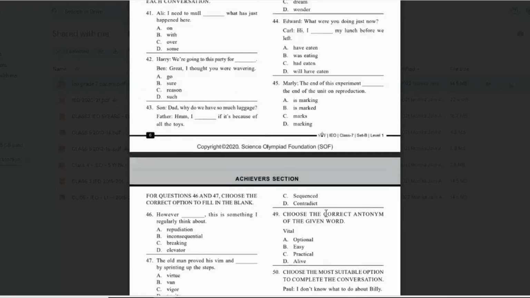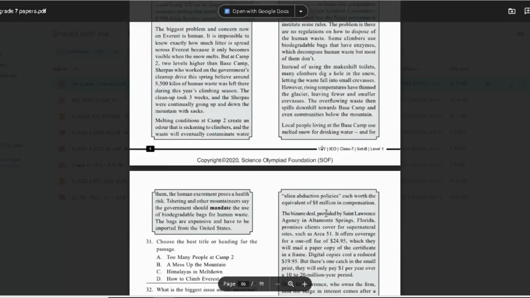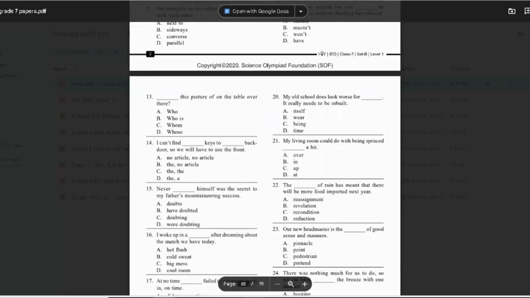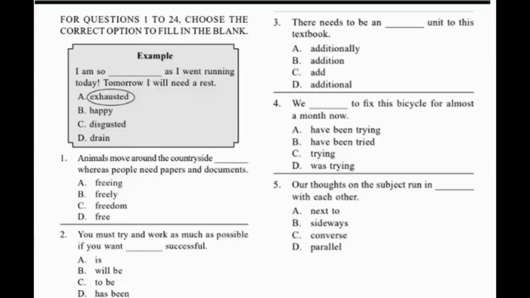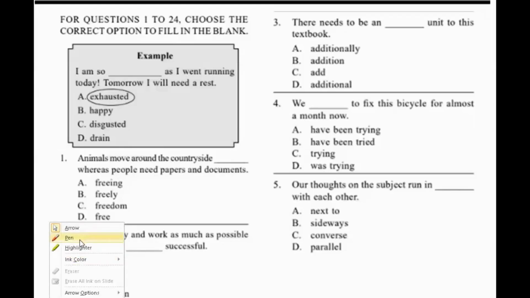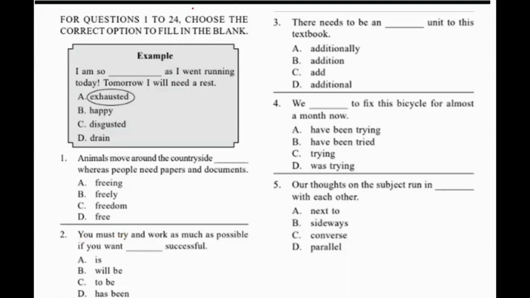Now we'll go to each and every section. We'll start with the first section now. So students, this is our first section, word and structure knowledge. For these questions, choose the correct option to fill in the blank. For example, I am so dash as I went running today. Tomorrow I will need a rest. When you are running, it's obvious that you'll get exhausted, you'll get tired. So the correct option is the first option, exhausted. It can't be happy, it can't be disgusted, it can't be drained.